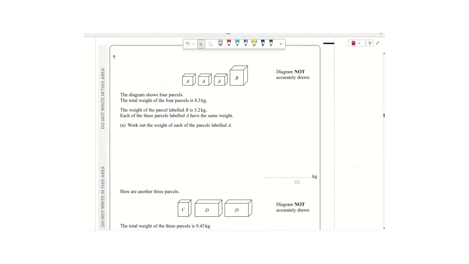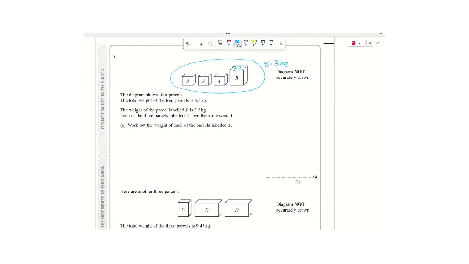Question 7. I've got 4 parcels, and I know that all together they weigh 8.3 kilograms. The weight of parcel B we know is 3.2 kilograms, so this one here is 3.2, and all the A's are the same. And we're asked to work out the weight of each of the parcels labelled A.